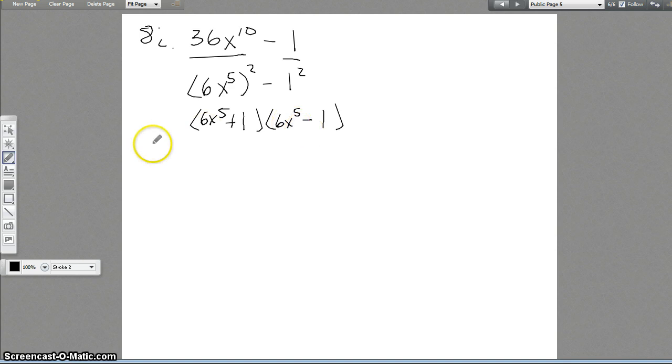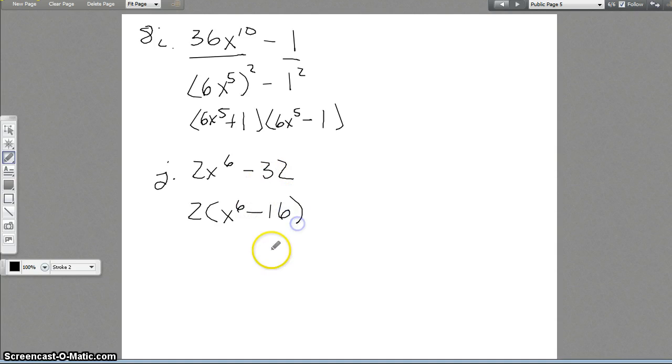So now we're going to do just one more part from number 8, part J, which is 2x to the 6th minus 32. Well, neither 2 nor 32 is a square. However, they do have a common factor, so we can factor out 2. 2 times what is x to the 6th? Well, that would be x to the 6th. 2 times what is negative 32? That would be negative 16.